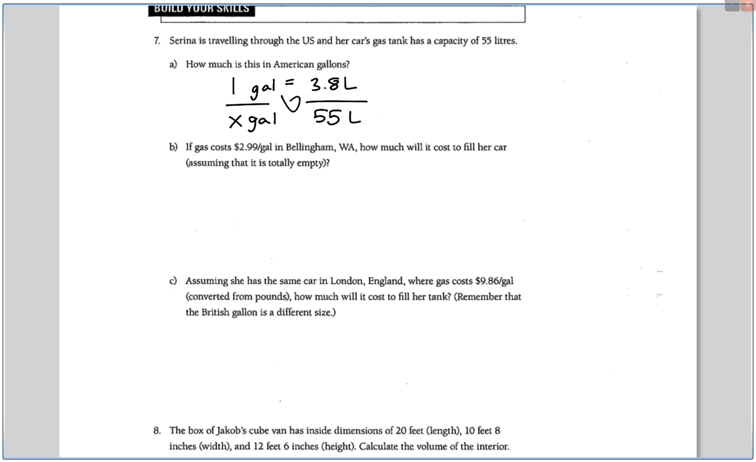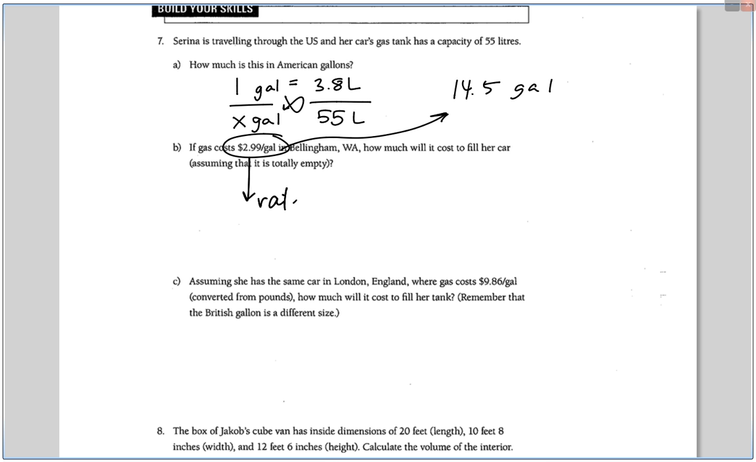Cross multiply. So 1 times 55 divided by 3.8. So it's about 14.5 gallons. If gas costs $2.99 per gallon, basically just times it by that. And remember, anytime you have a rate, which is usually dollars per something, you always times it by the amount that you have. So $2.99 times 14.5. It's like $43, and depending on how you round it, about 35 or 36 cents.